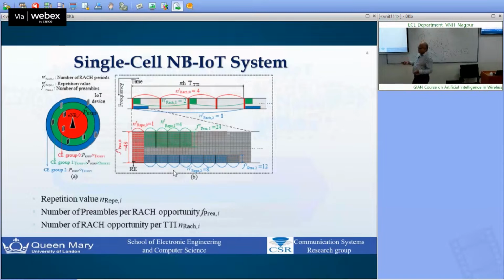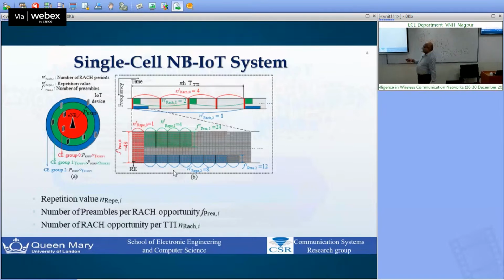From the preamble pool, every IoT device selects one preamble and sends it to the base station to establish the connection. Now the question is, limited preambles are there. For example, if you have a pool of 50 preambles, and there are 30 devices in this red region, then in this 50 you have to allocate 30 or 35 to the red region because more IoT devices are there.